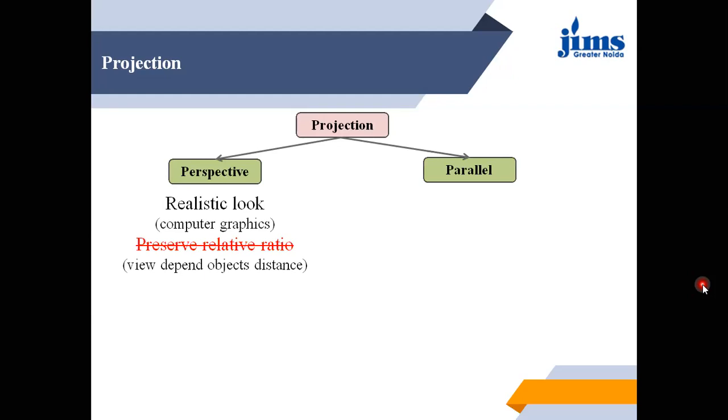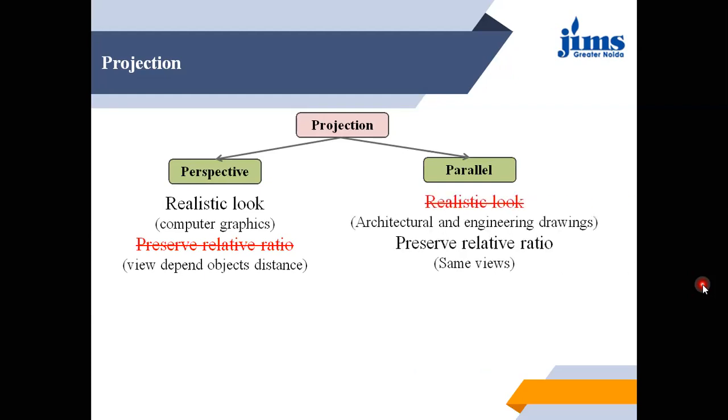As I told you, perspective projection has a realistic look, meaning the image looks like what we see in our daily life. But parallel projection does not have a realistic look, as the rays come from an infinite point, and it is basically used in architecture and engineering drawing.